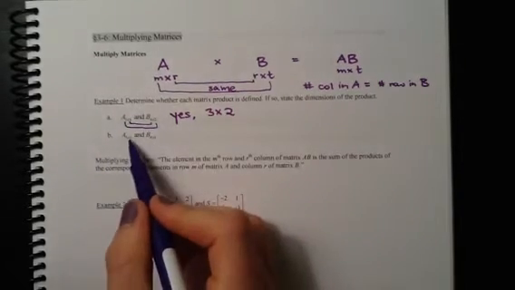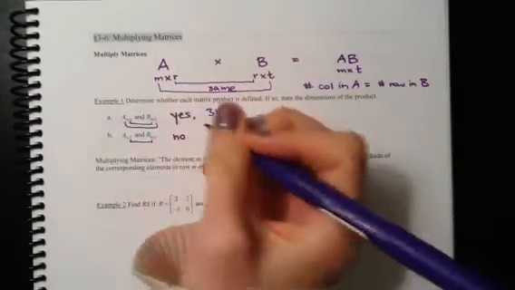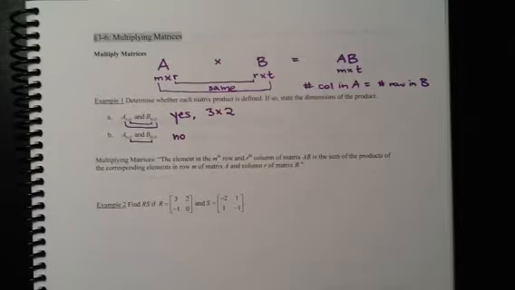So then this one, we want to see if it's defined. 2 columns in A, 4 rows in B. Those do not match up. So no, it's not defined, which means I can't state what the dimensions would be.